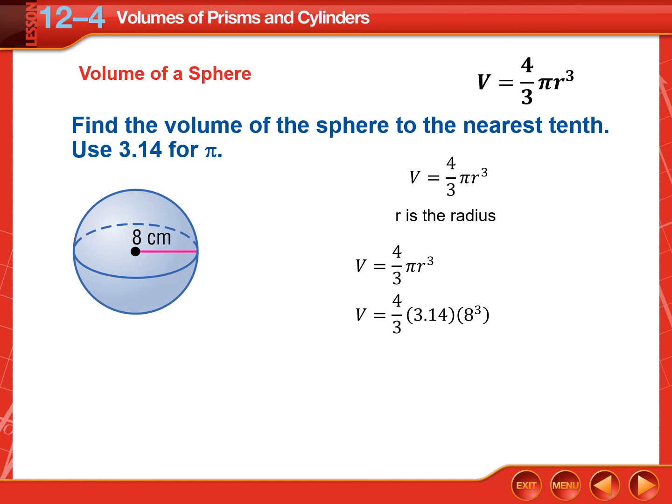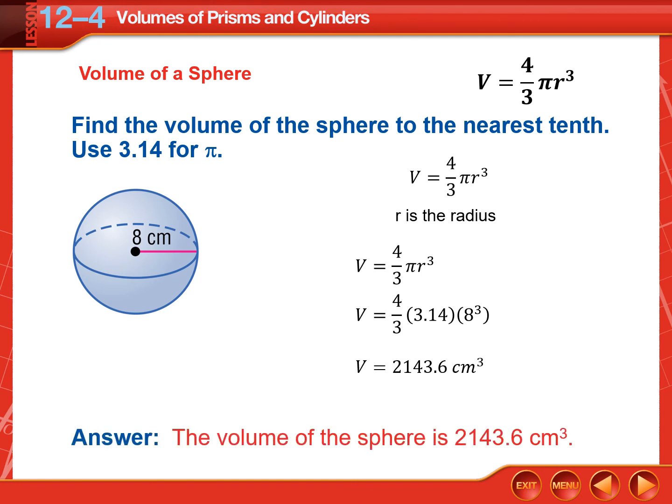If you have a calculator where you can't change your exponent, then all you have to do is multiply 8 times 8 times 8, and that will give you 8 to the 3rd power. And then you can just go ahead and plug it in and figure out your math. So that is the answer to that problem. And that is our last example.